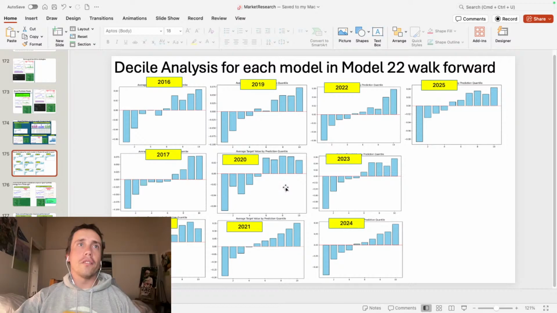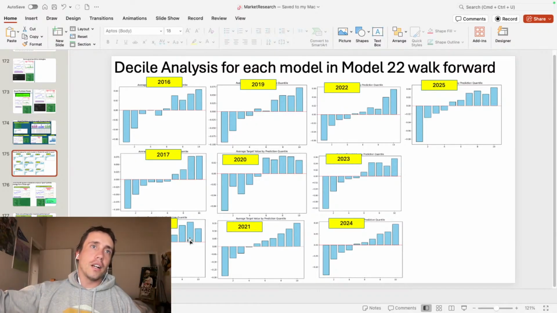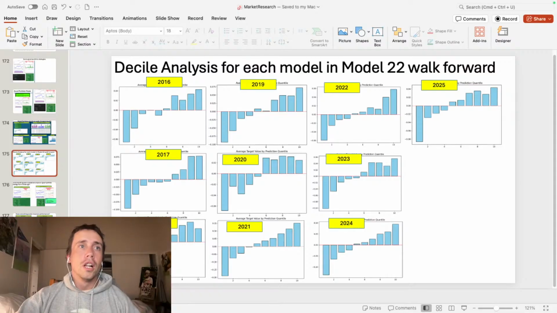The first thing is obviously these aren't perfectly monotonically increasing. Some years like 2018, you see the top decile isn't even the second highest value, it's the third highest value. And then early on here, that's not monotonic at all. So that looks really bad.